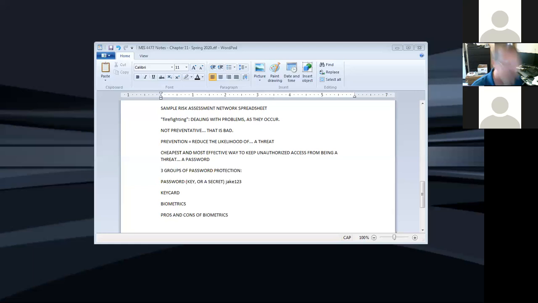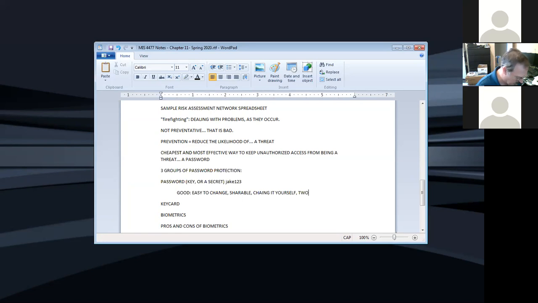The obvious cons, what are the cons? Before we talk about these other two things, what's the good? Easy to change, shareable. You can change it yourself, usually, because these days we can do things like two-factor authentication, and I'll talk about that in a minute. I know a lot of you know what this stuff is already, but I have to go over it for those of you that don't.